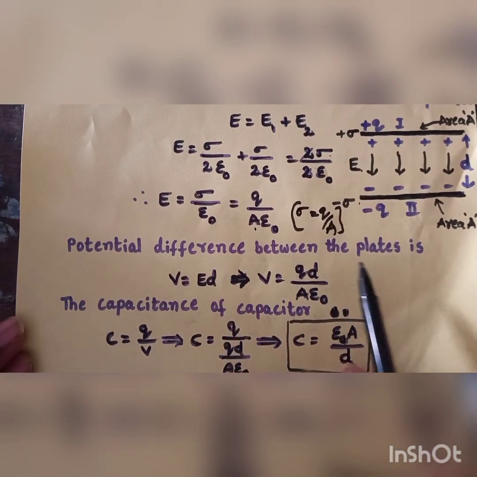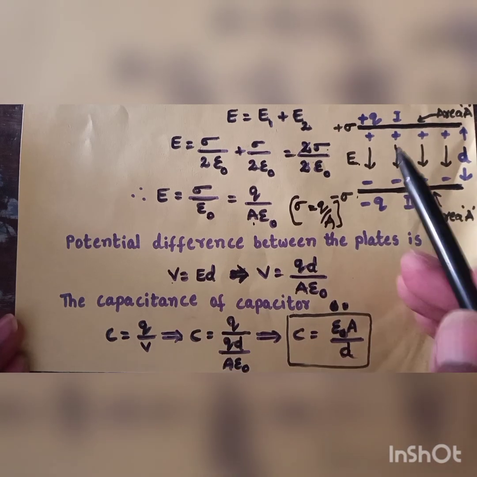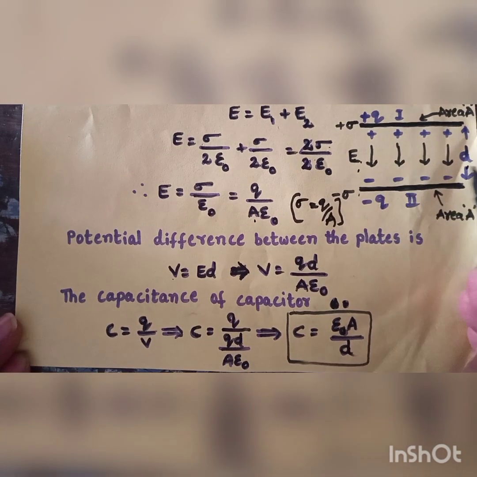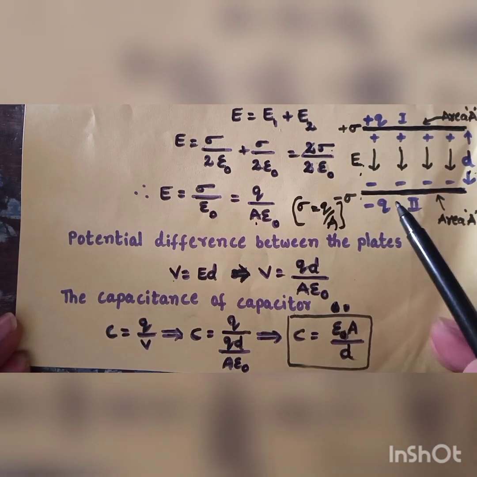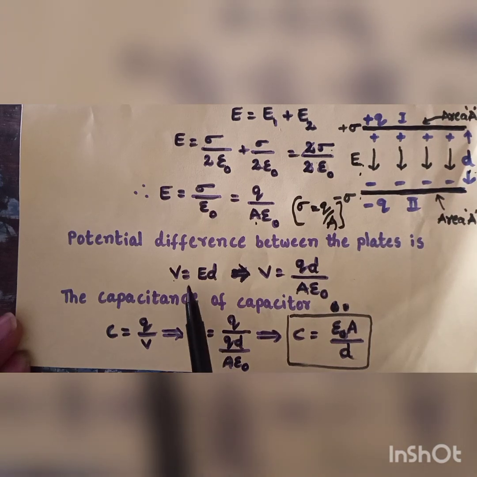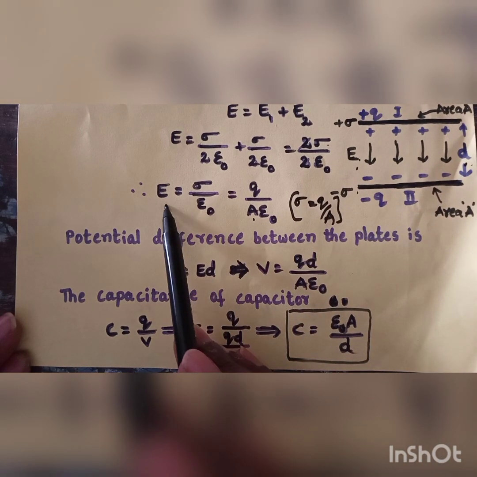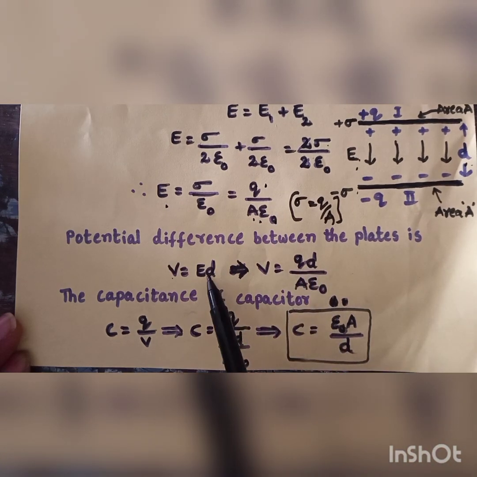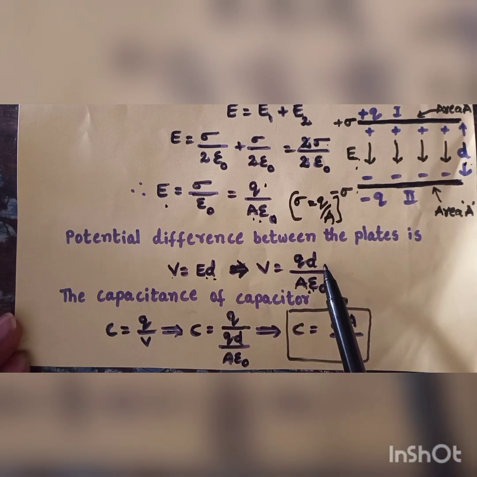Potential difference between the plates. So this is the formula V is equal to ED. V is equal to E multiplied by D. V means potential difference between the two plates. At that time only charges are transferred. V is equal to ED. In place of E, substitute the E value. What is the E value? Q by A epsilon naught. In place of E, Q by A epsilon naught into D.